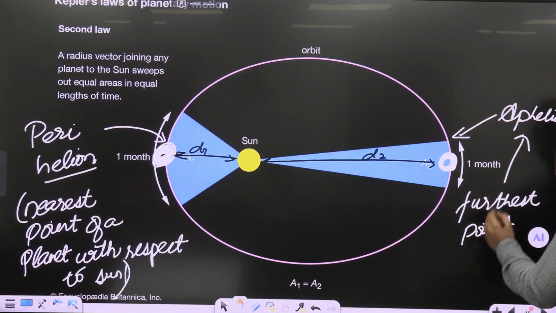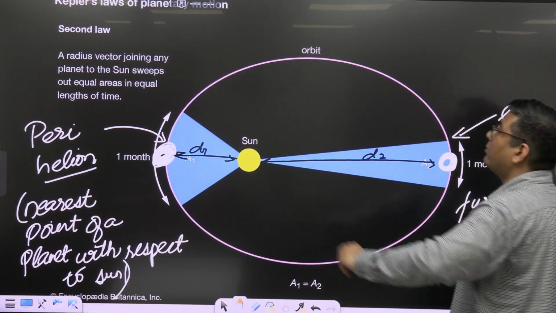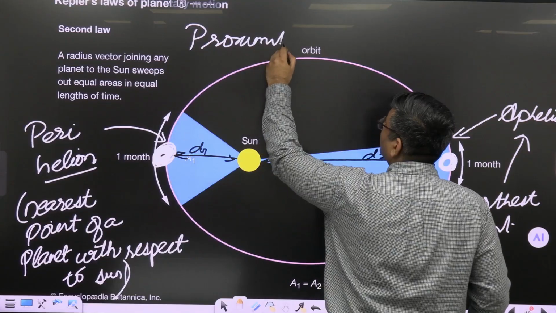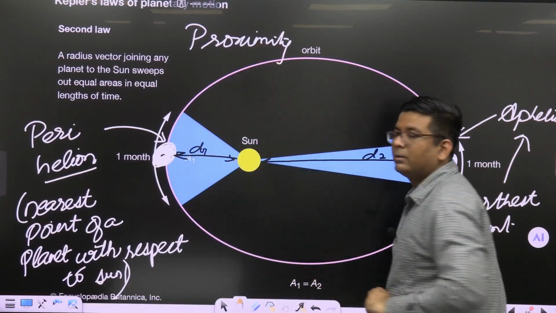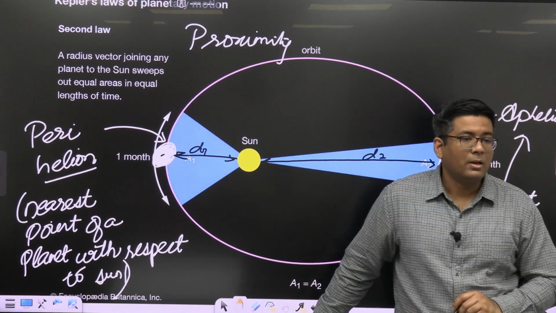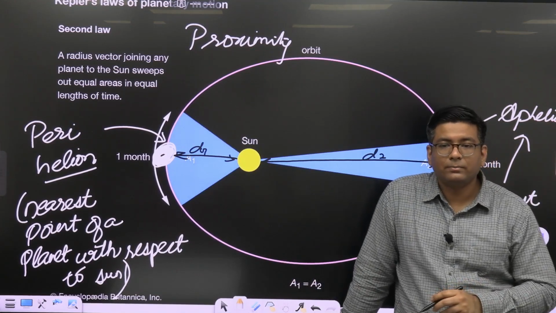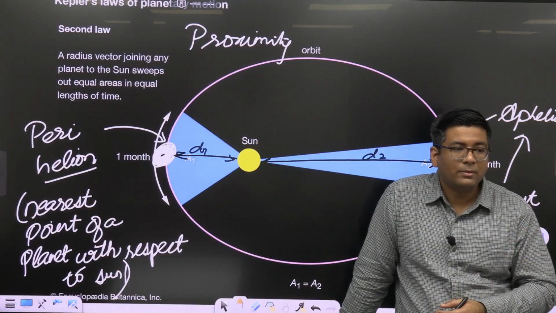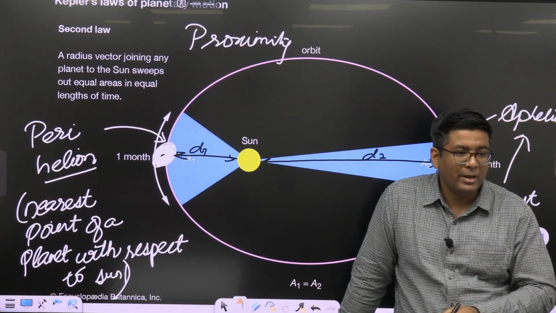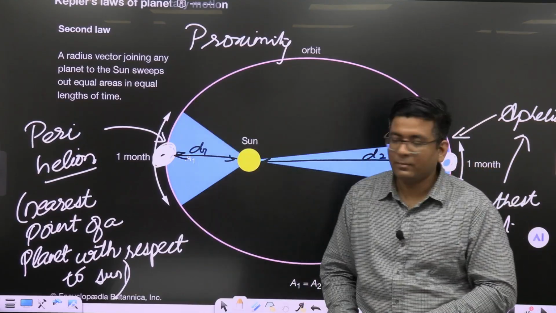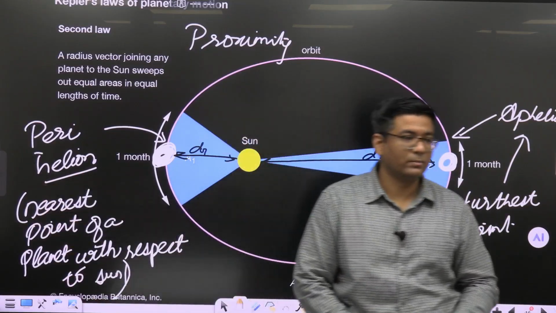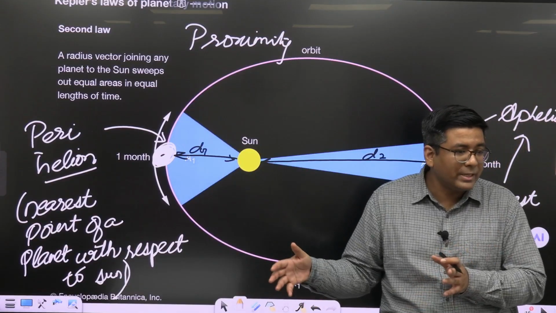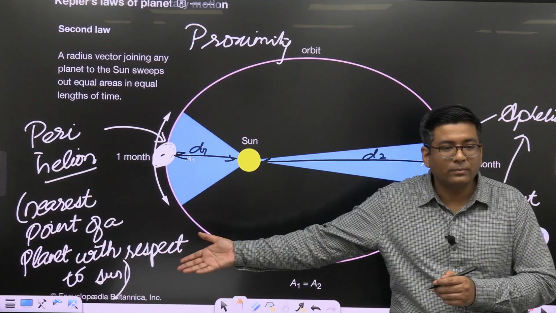How do you remember this? You have a word called proximity. You know the meaning of proximity? What is proximity? As a general word, what is proximity? Near. Okay, P for proximity, P for perihelion. Or P for partner, partner is always near, P for perihelion.